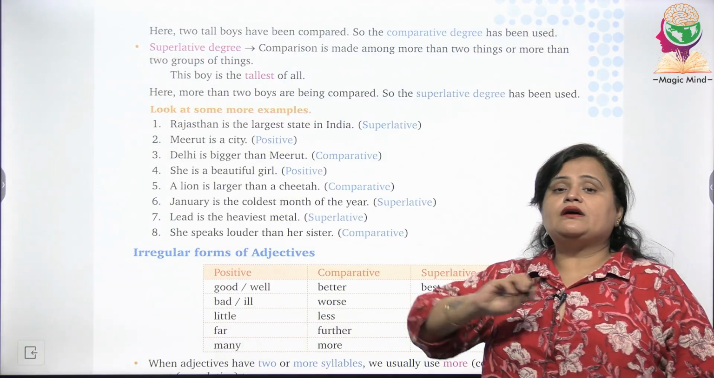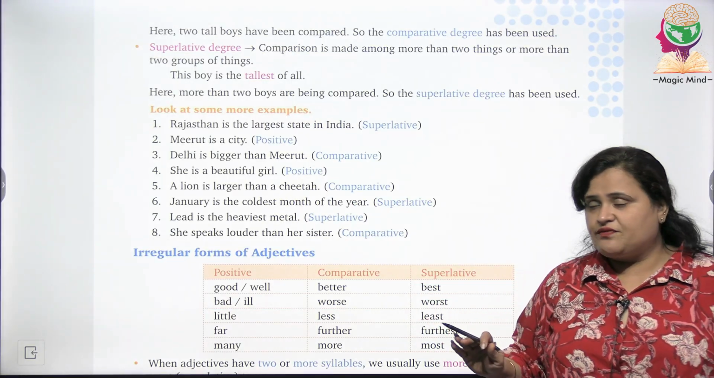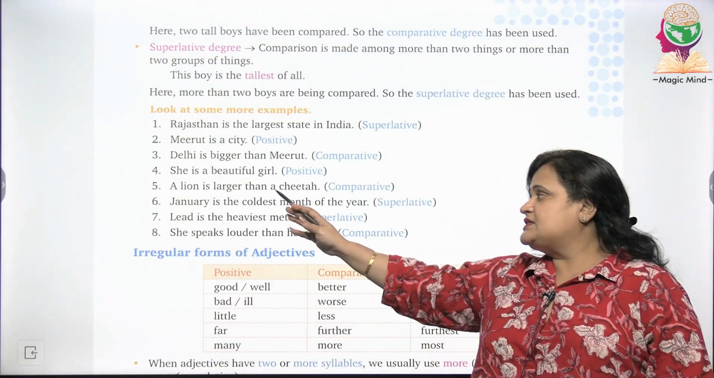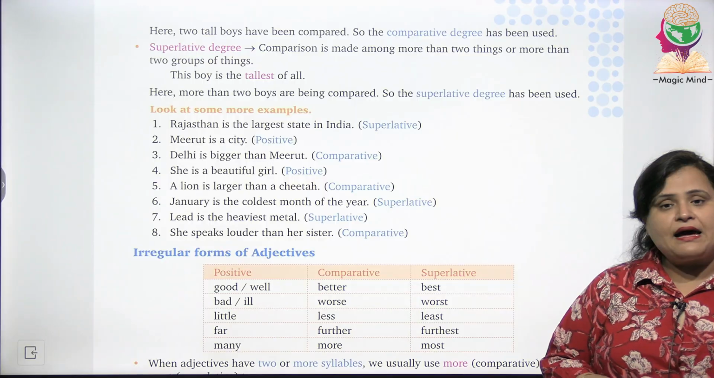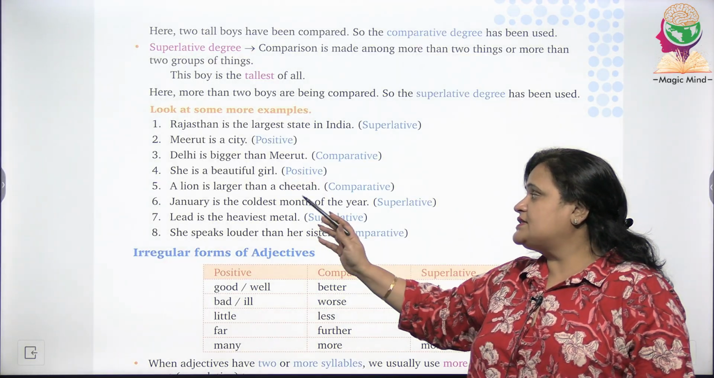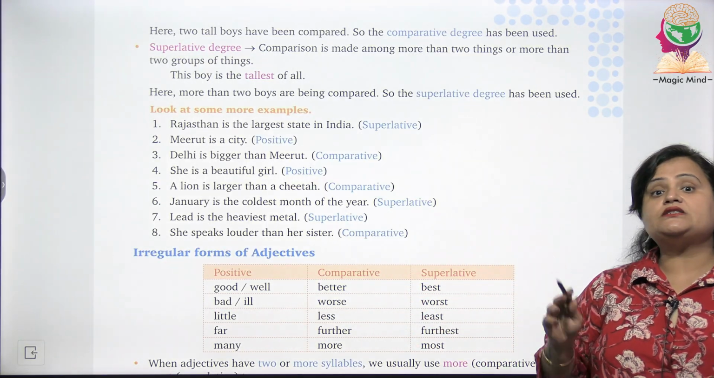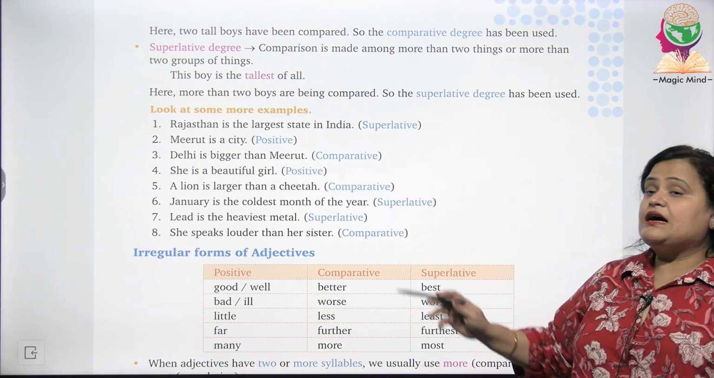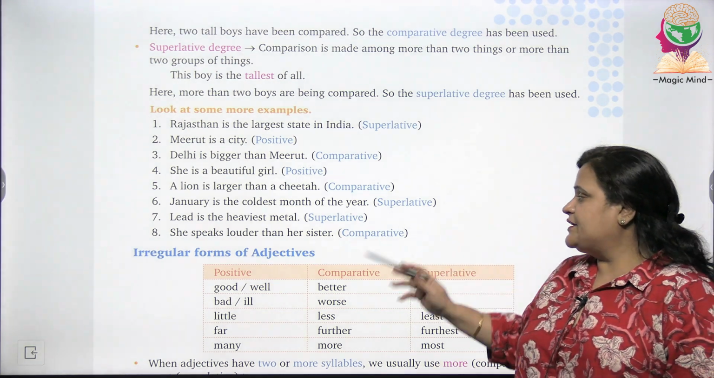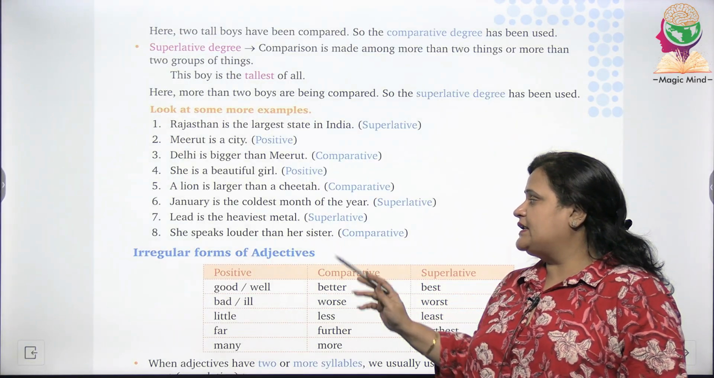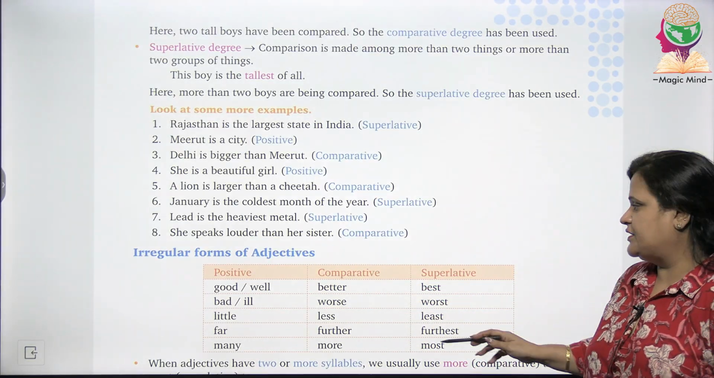She is a beautiful girl, no comparison, positive degree. Lion is larger than a cheetah, comparative degree. January is the coldest month of the year. This is superlative degree. Lead is the heaviest metal, superlative degree. She speaks louder than her sister, comparative degree.